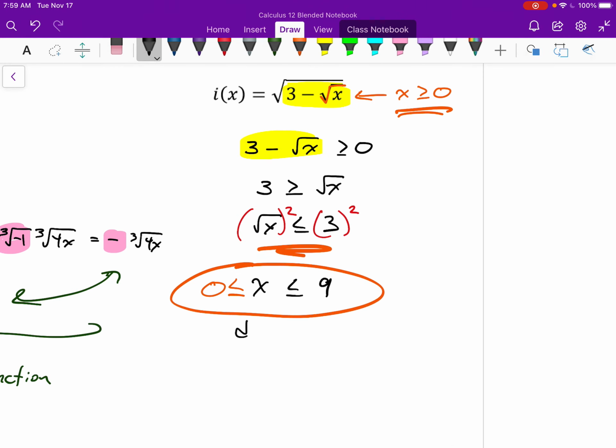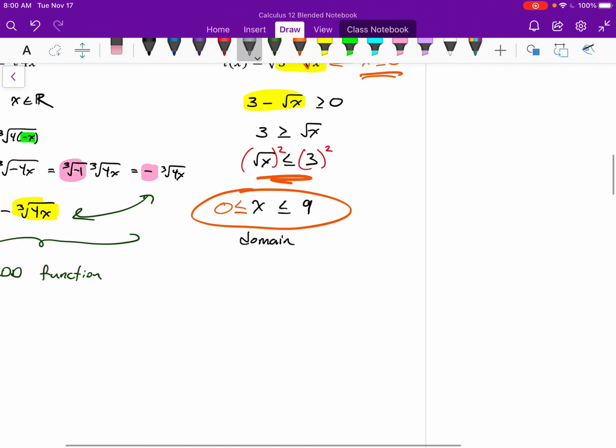So let me label that. If the domain is from 0 to 9, I don't care what the graph looks like. I know it can't be even or odd. Again, if it's even, it should look the exact same if I reflect it horizontally. But this graph doesn't even exist left of the y-axis. And so again, I know it can't be even or odd.